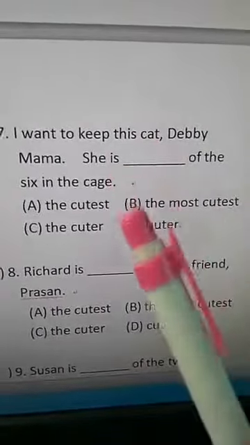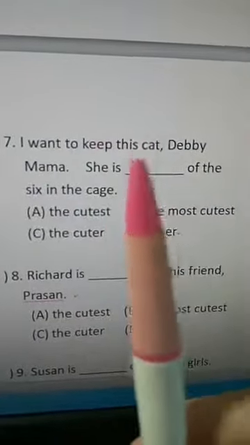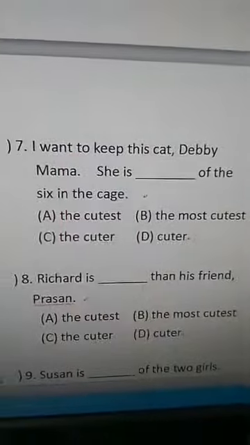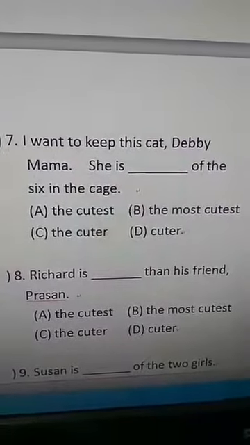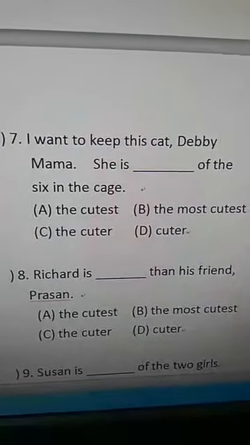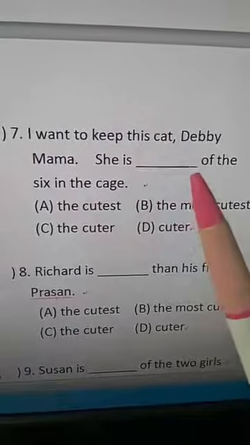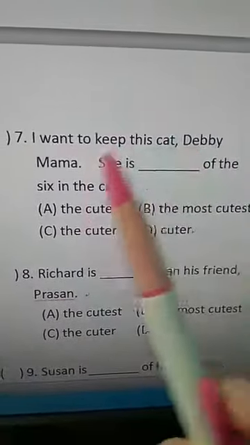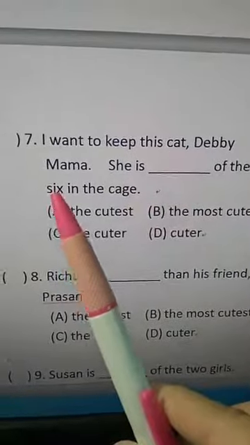First of all, let us find out the key point first. Can you tell me what's the key point of question number 7? I think the keywords are of the 6. Of the 6 is the key point.